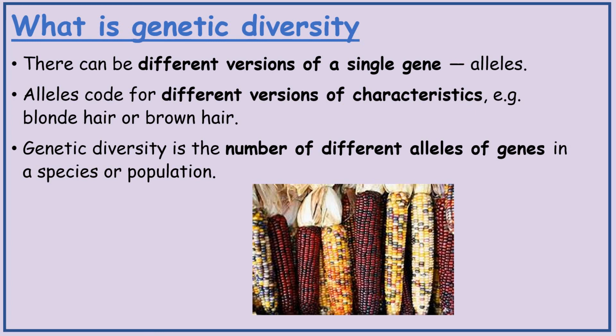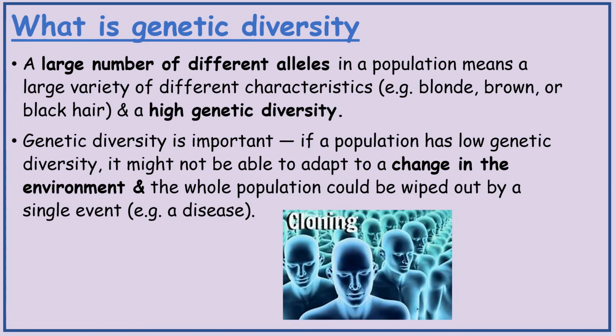What is genetic diversity? There can be different versions of a single gene, which are alleles. Alleles code for different versions of characteristics, like blonde hair or brown hair. Genetic diversity is the number of different alleles of genes in a species or population. A large number of different alleles in a population means there's a large variety of different characteristics and therefore high genetic diversity. Genetic diversity is important because if a population has low genetic diversity, it might not be able to adapt to a change in the environment, and the whole population could be wiped out by a single event, like a disease.